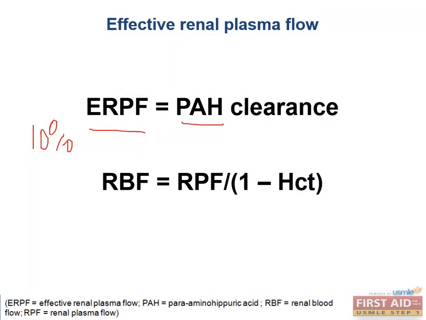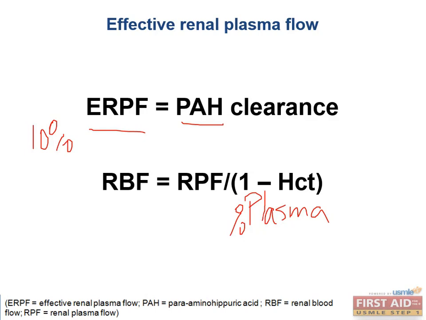Now, renal blood flow can be calculated by dividing the renal plasma flow by 1 minus the hematocrit. And 1 minus the hematocrit is the percentage of volume flowing through the kidneys that is plasma. Basically, the percentage of plasma. Therefore, the renal blood flow, which is RPF divided by the percent that's plasma, gives us a measure of total blood flow, including both plasma and cell mass that's flowing through the kidneys.